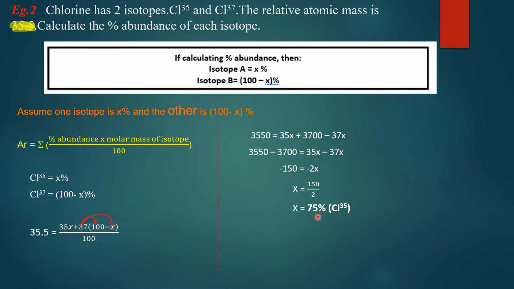And if I want to find what is the percentage abundance of chlorine 37, I'm going to use this particular formula and substitute 75 in place of x. So that's how I'm going to be solving that now. 100 minus 75 and you get your answer as 25%. So this is our percentage abundance of each isotope. Chlorine 35 is 75% and chlorine 37 is 25%.